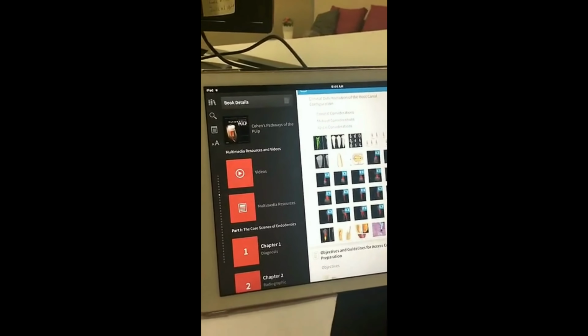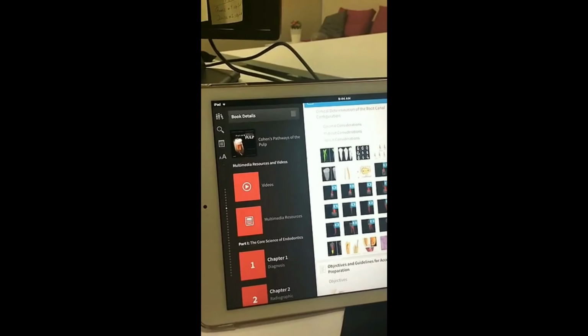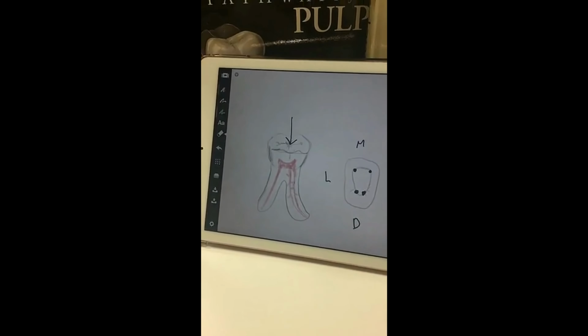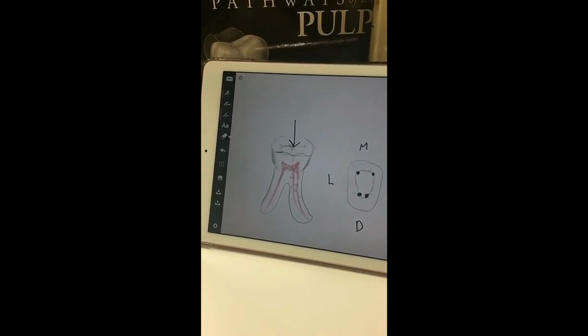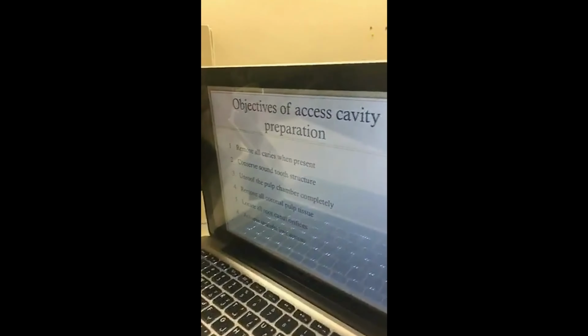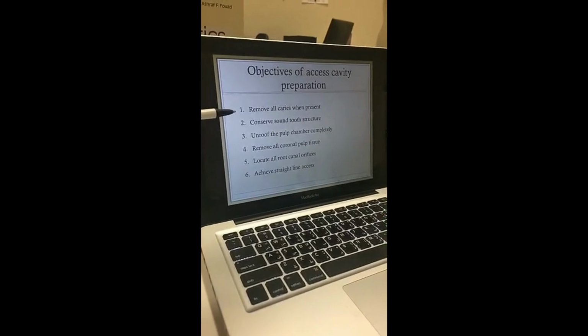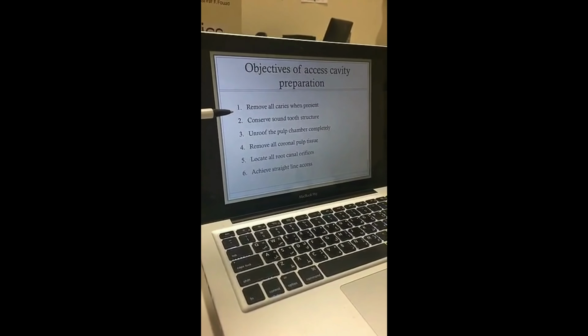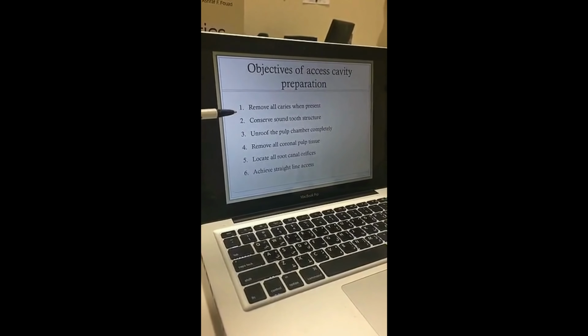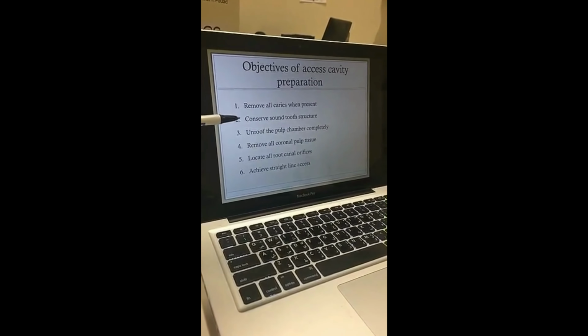It's available in Cohen's Pathways of the Pulp, 11th edition. We already covered the root canal anatomy of individual teeth, and now we will move to the objectives of access cavity preparation. We always start with removing the carious lesion and then unsupported enamel when present, and conserve the sound tooth structure.